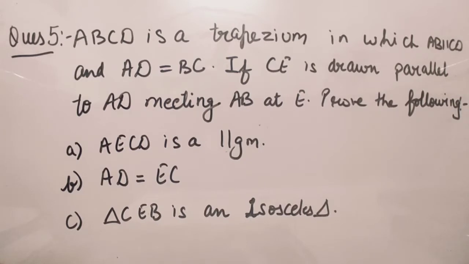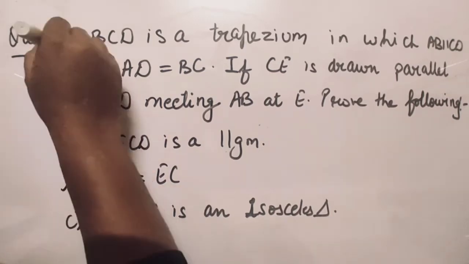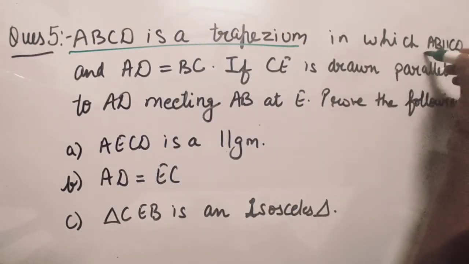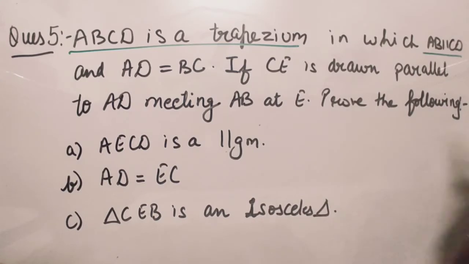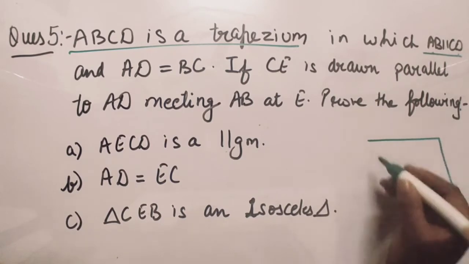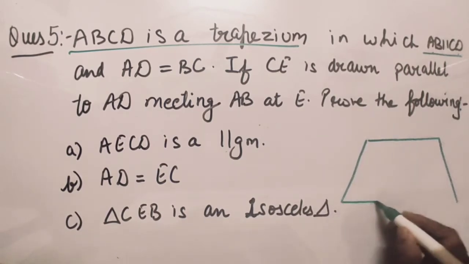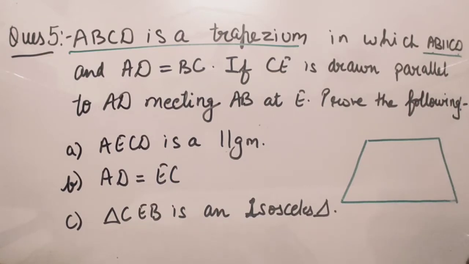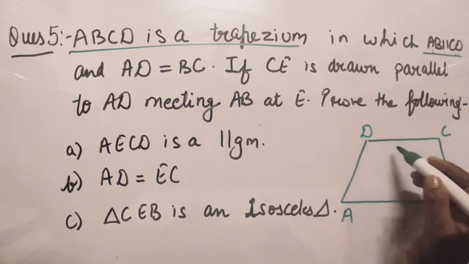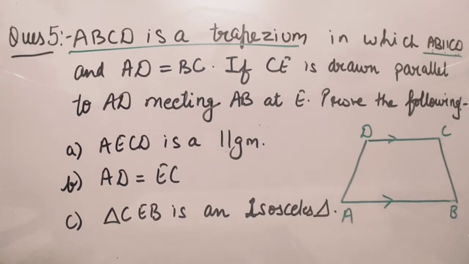So, let's start the question and let's make the figure by reading the question only. The question says here, ABCD is a trapezium in which AB is parallel to CD. Right, so we are going to make a trapezium. We all know that a trapezium is a four-sided quadrilateral which has one pair of sides parallel to each other. And here they have given AB parallel to CD. So A, B, C, D, these two sides are parallel to each other.